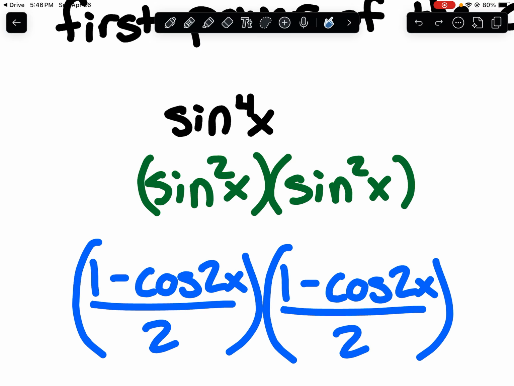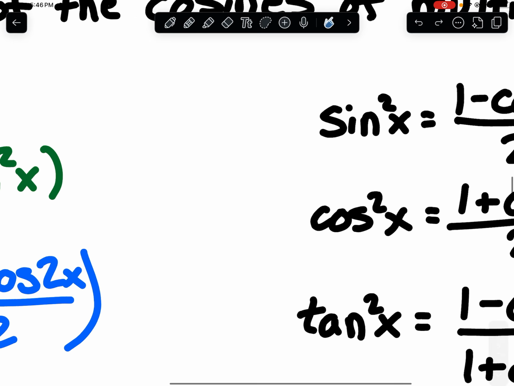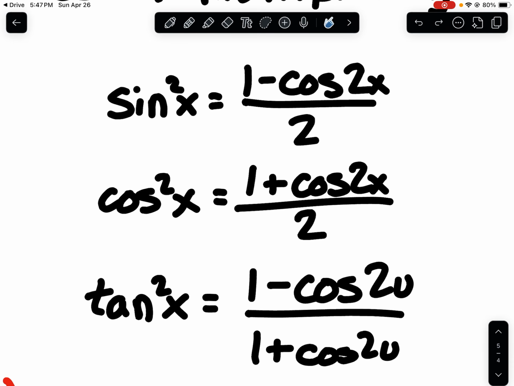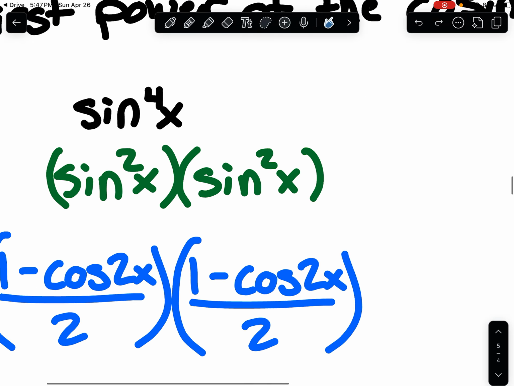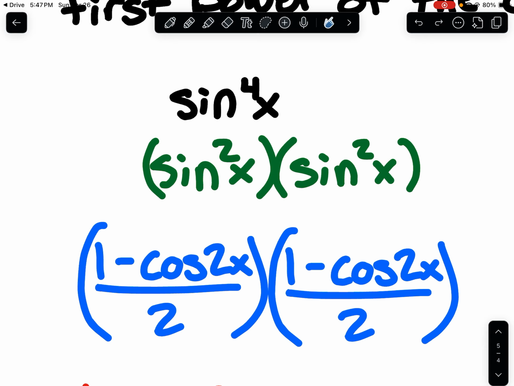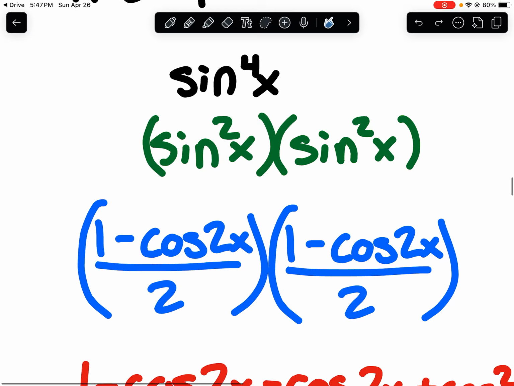Now, if we're going to start with sine of x to the fourth, we don't have a power reducing formula for something raised to the fourth. All of ours are based on squareds. So what we would have to do first in this case is start by breaking down sine to the fourth into sine squared times sine squared. Just like x to the fourth is x squared times x squared, or y to the fourth is y squared times y squared. Sine to the fourth is just sine squared times sine squared.